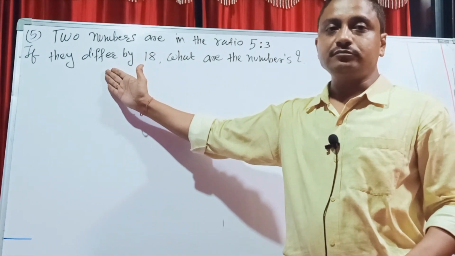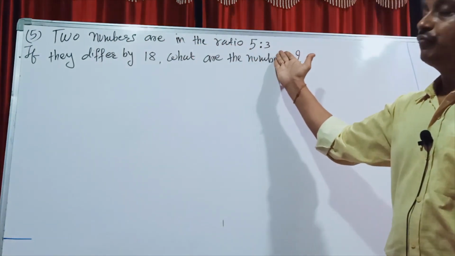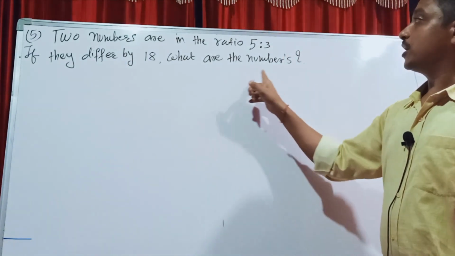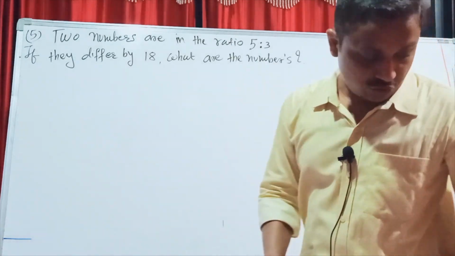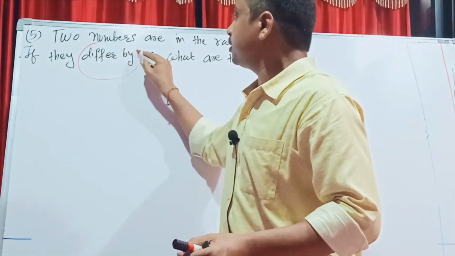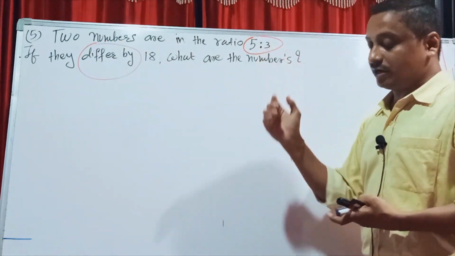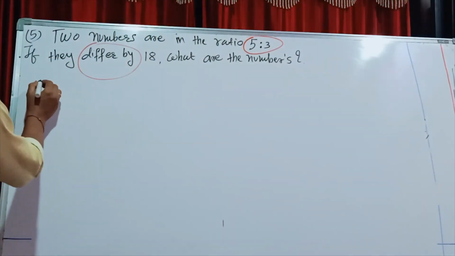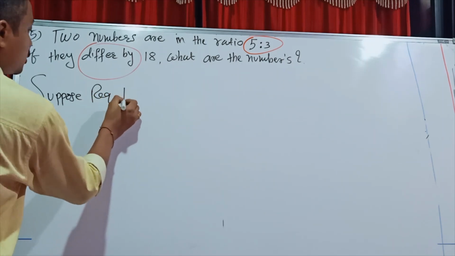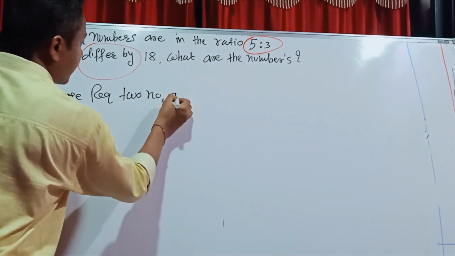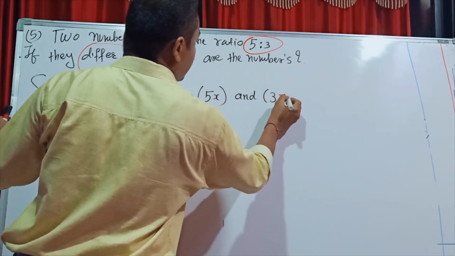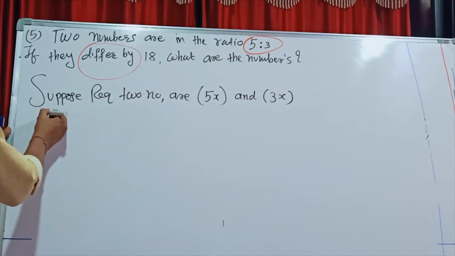Yes. Now students, I go to question number 5. Two numbers are in the ratio 5:3. The difference is 18. What are the numbers? So very easy, students. You just take the numbers ratio-wise first, and difference given means subtraction. So I just assume ratio-wise, my suggestion. Suppose required two numbers are 5x and 3x, already given in the ratio.